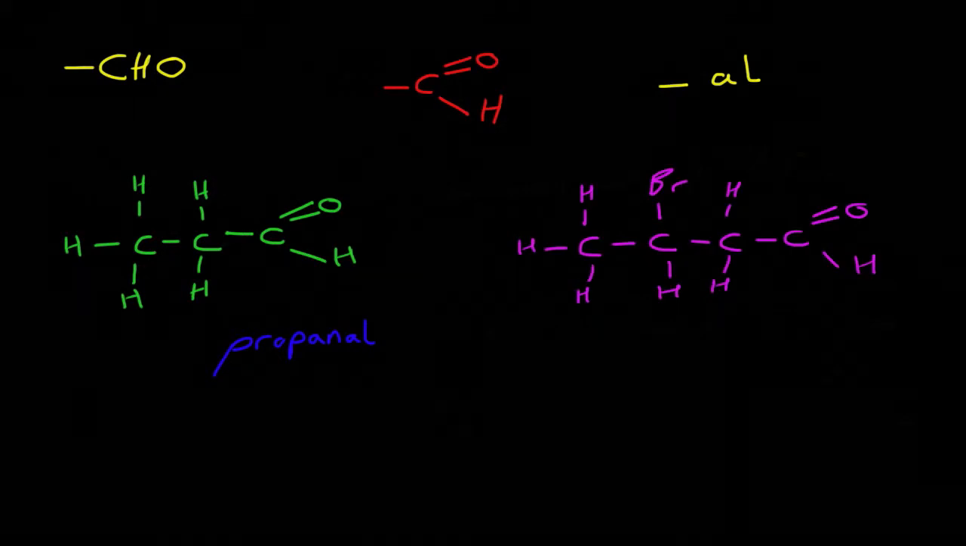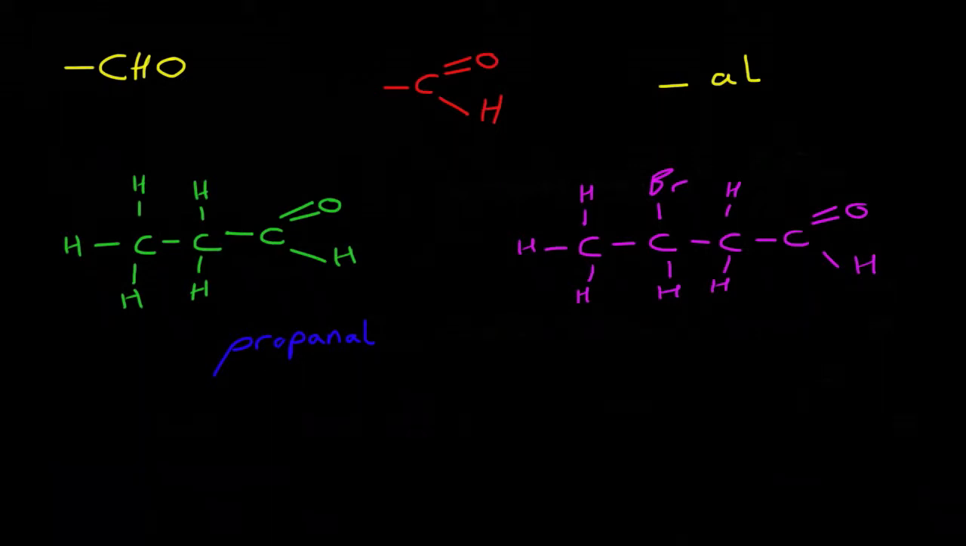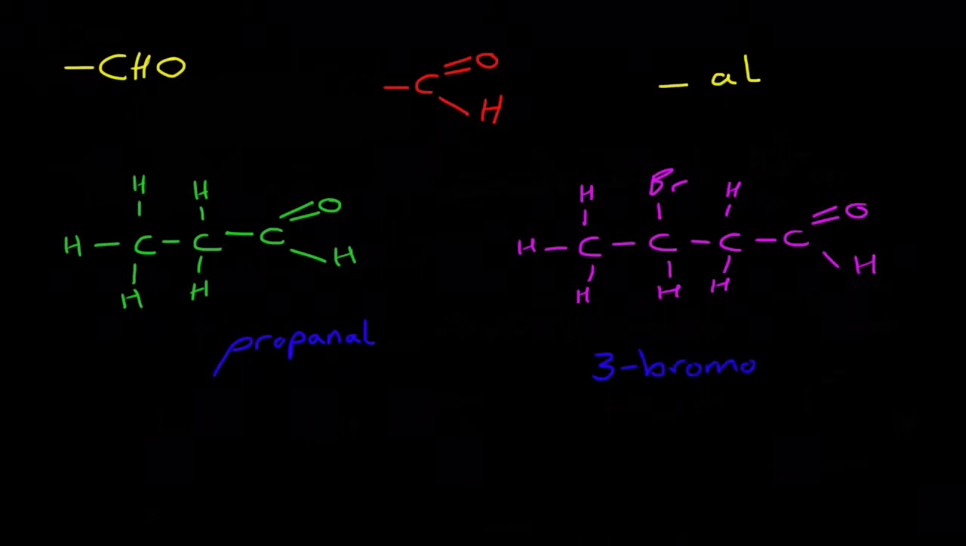In this example, we also have a bromo group on carbon 3, simply because the aldehyde group has to start on carbon 1. So if we were to name this molecule, we're going to end up with the name 3-bromobutanal. We don't have to number where the aldehyde group is, it's always on carbon 1.